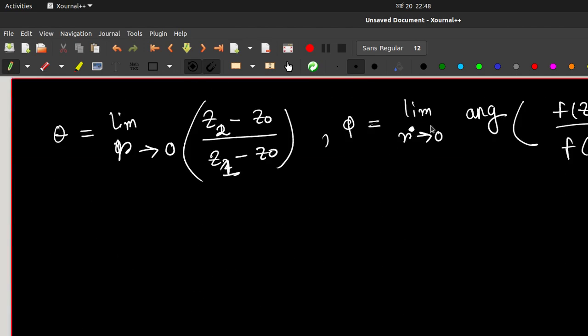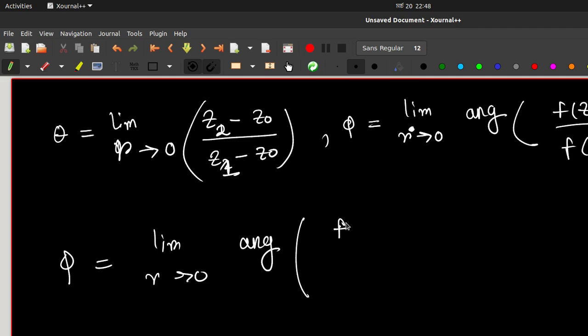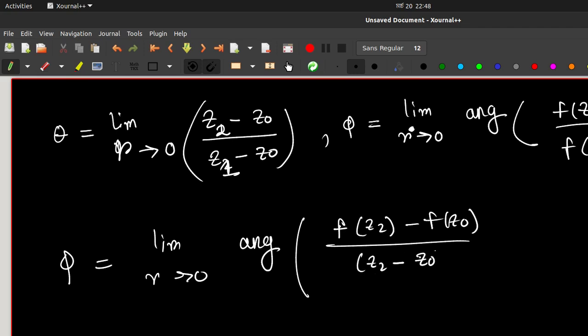Now we are going to use this quantity and manipulate it. So we write phi as the limit r goes to 0 of the argument of this whole thing, but now what we're going to do is divide on both sides by z2 minus z0 to the power n. Remember that we have assumed the derivatives up to order n minus 1 will be 0, and the first non-zero derivative will come in the order of n. So that's why we are doing this trick over here, that is the division trick.